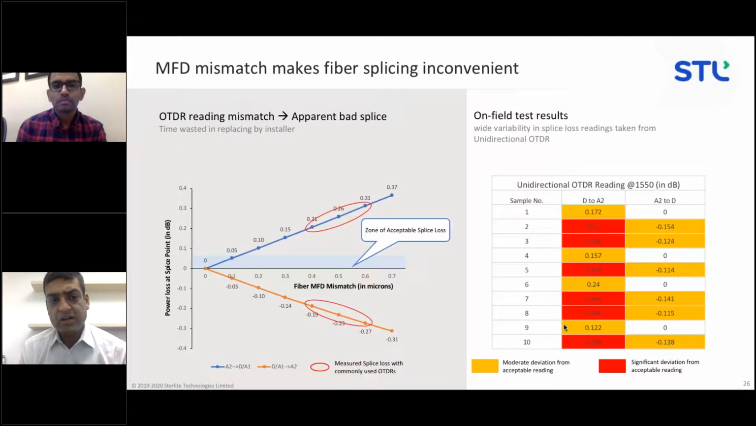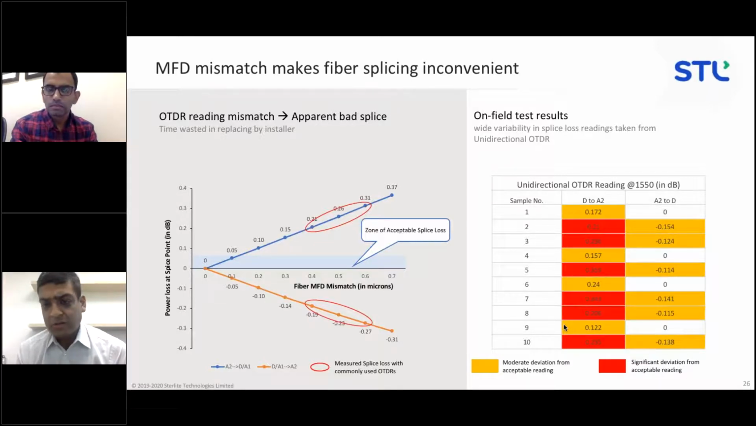Now, this is all in a unidirectional OTDR measurement, and the numbers are shown in the table on the left. When we look at the second column, which shows D to A2, you see a splice loss and quite a significant deviation from what is an acceptable reading of typically 0.1 dB. But on the other hand, if you actually looked at a unidirectional OTDR from the other side, you'd see a splice loss which shows an apparent gain. It's shown as negative because it's a loss over here.